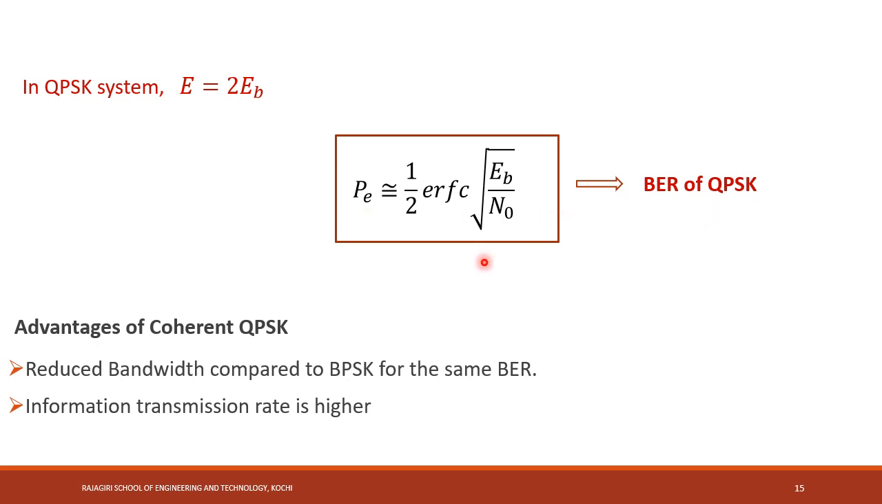So if you look at this, you can say that the coherent QPSK system achieves the same average probability of bit error as that of the BPSK system, but it uses only half the channel bandwidth. So that is the advantage of the QPSK system over the binary phase shift keying system. And another advantage is that for the same channel bandwidth, your QPSK system can transmit information at twice the bit rate when you compare it to your BPSK system.